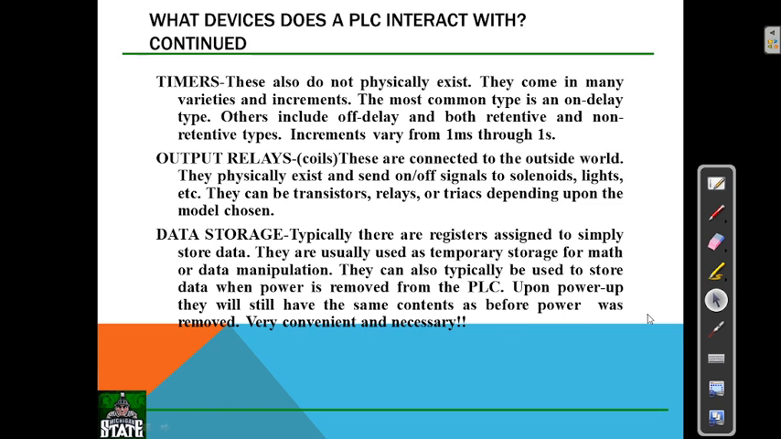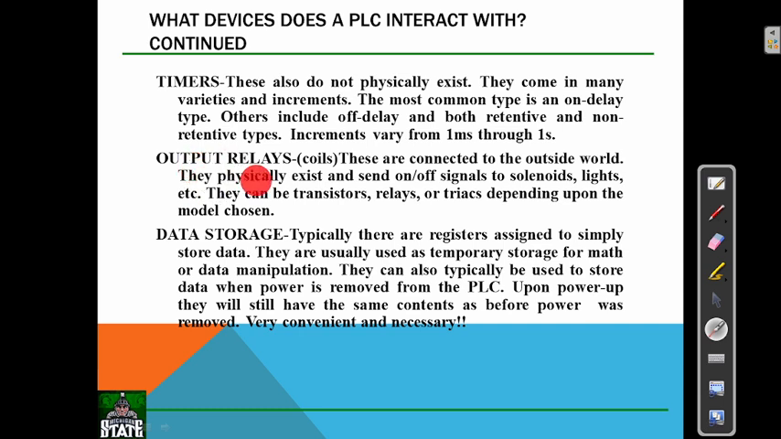The timers also do not physically exist. They come in many varieties and increments. The most common type is the on-delay type, and others include the off-delay type, and both retentive and non-retentive types are also there. Increments vary from 1 millisecond to 1 second. We will see the timer and counter in depth later.